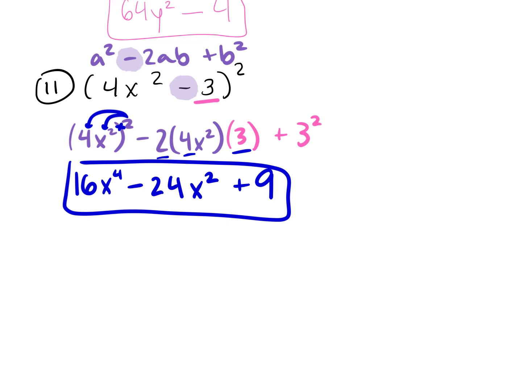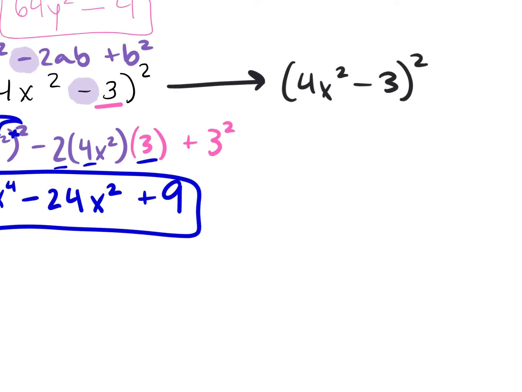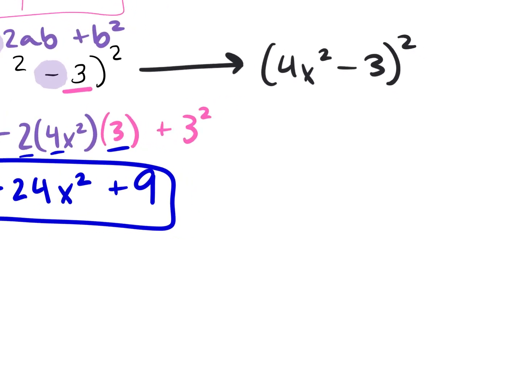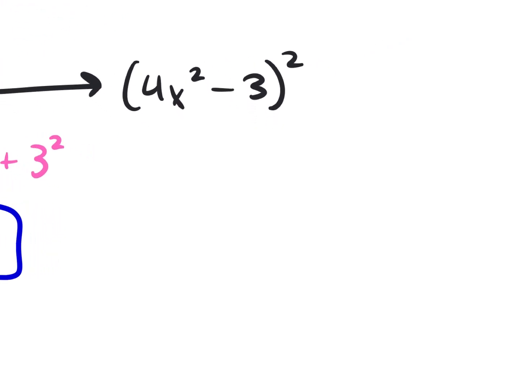All right. If I wanted to, I could have FOILed this one out. So I'm going to write it out FOILed. So I have 4x squared minus 3 squared. How would I FOIL a question like this? I would write it again. So I have 4x squared minus 3 times 4x squared minus 3. That's the same thing twice. The squared means that you have 2 of them.